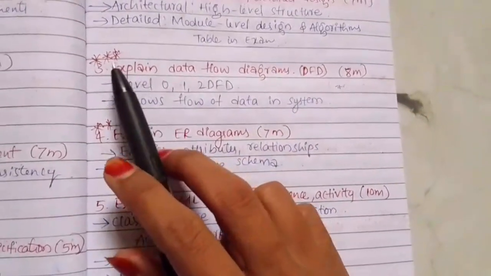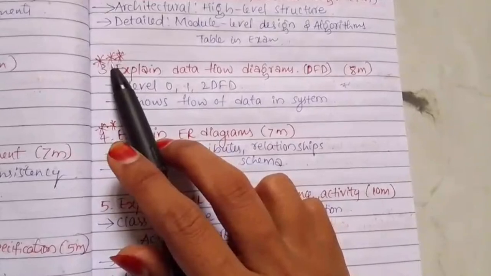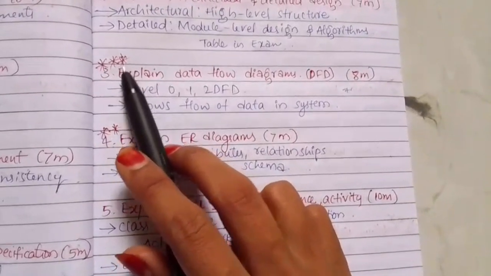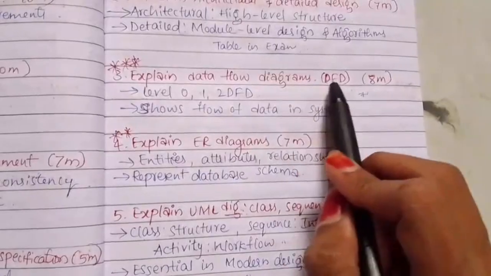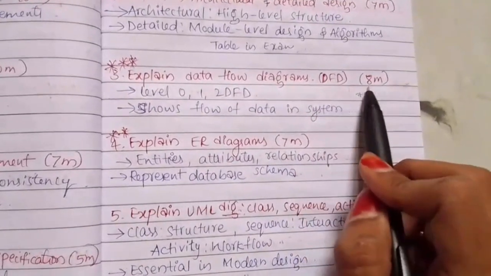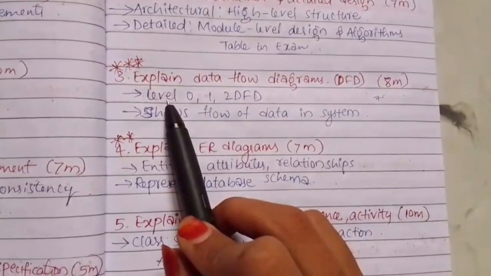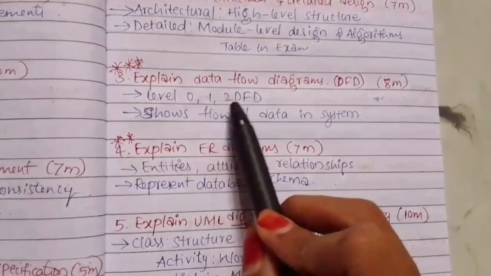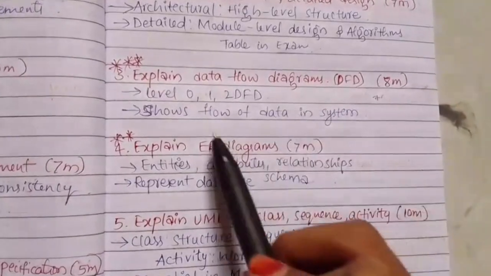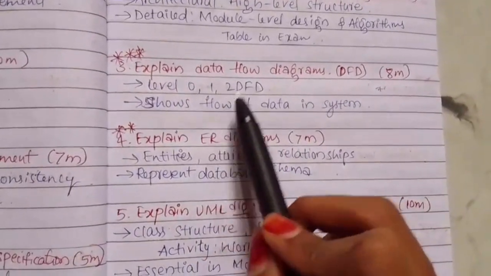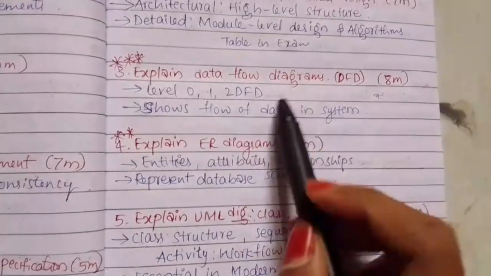Let us see the third question, it is very important. I have starred it, that's why it is very important. Explain the data flow diagram. DFD, data flow diagram, very important question from module 3. You have to explain level 0, level 1 and level 2 of data flow diagram along with the diagrams. The data flow diagram shows the flow of data in the system.